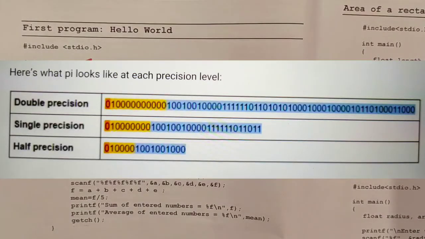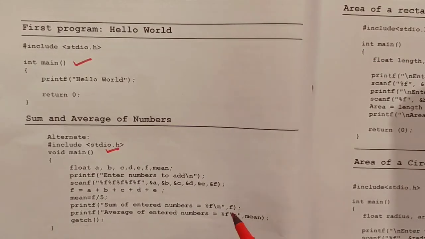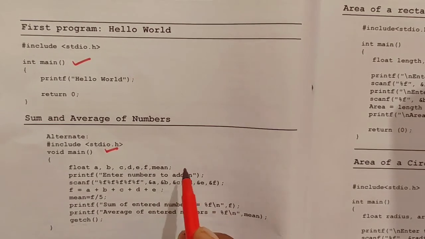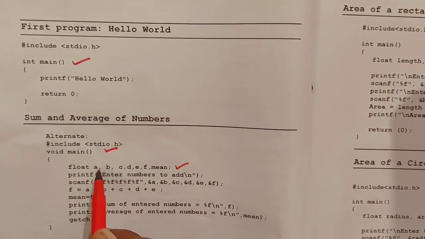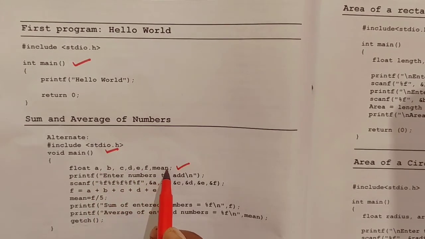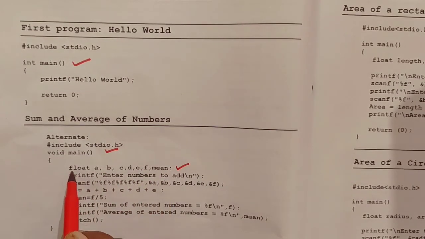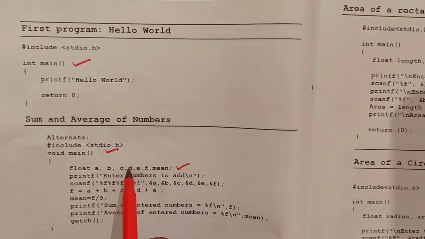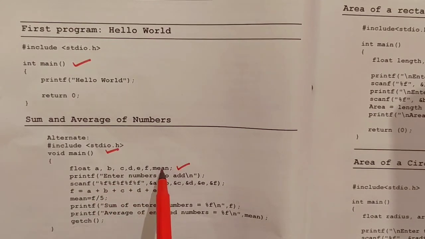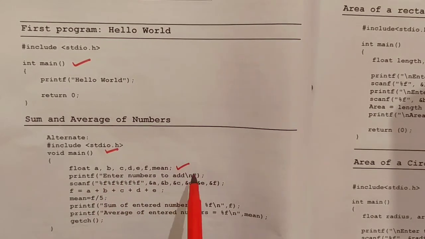Now we are coming to the next part of the body of the C structure. So we have understood this one, where all the variables we have defined with floating point or integer. So A, B, C, D, E, F and mean. So different names we can give. So this part is completed.